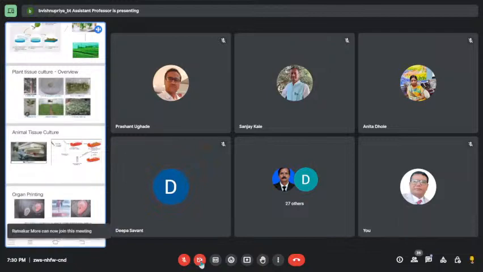The same as in animal tissue culture, from a small cell or a small tissue, we can get a full organ through animal tissue culture. So this is the biosafety cabinet we are using. A small cell which is taken from the human, we can grow complete cells, and we can preserve it for future use. This is animal tissue culture.